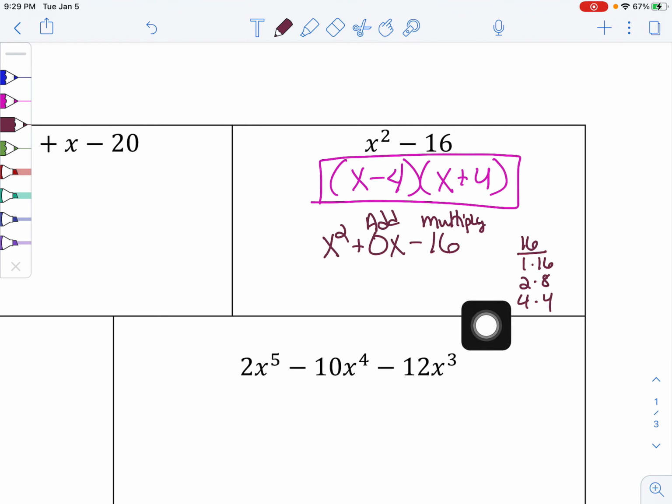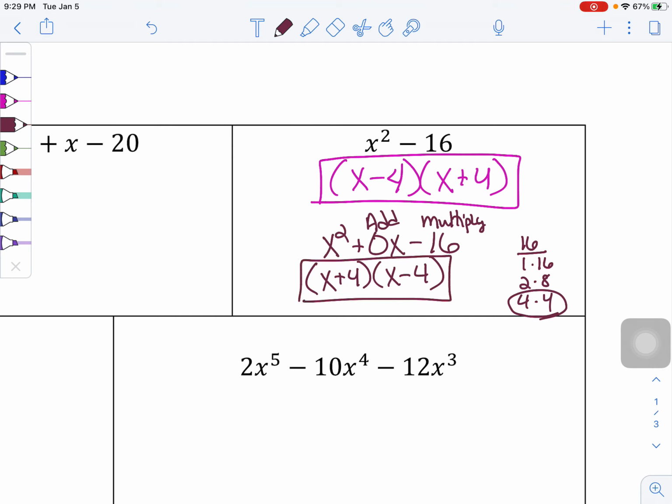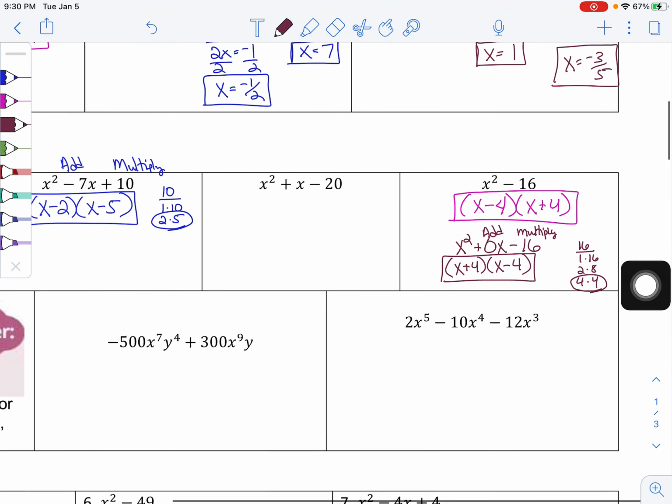The only way we can get a 0 here is if we use the same two numbers, all right, and one is positive, one is negative. So again, we would get the exact same answer of x minus 4 and x plus 4. Now, the order that you write your two factors doesn't matter, right? You'll notice I put this one as the minus first, this one's plus first. It doesn't matter. They're the same answer, okay?